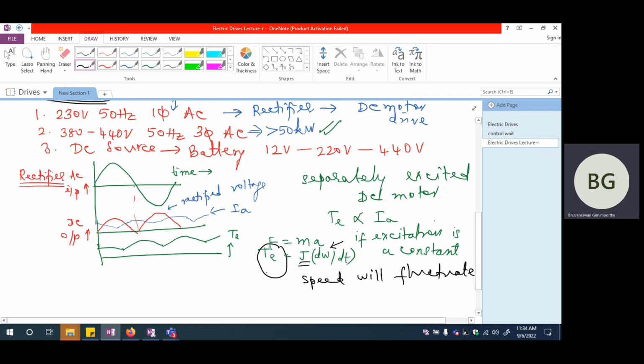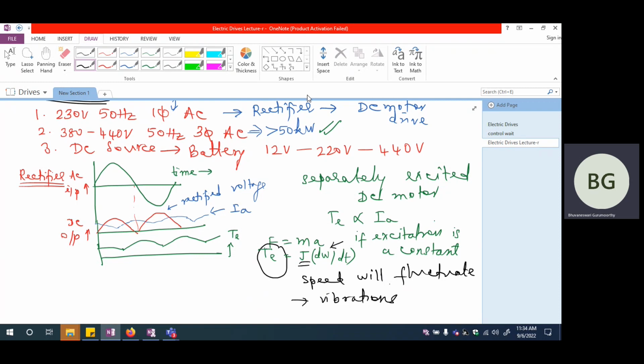And if speed is fluctuating, you would feel a lot of vibrations in the shaft of the machine itself. And the shaft is ultimately coupled to whatever is your load. For example, if it is an electric vehicle and this shaft is coupled to the axle, you are going to see that the journey is not going to be very comfortable within your vehicle because continuously there will be vibration.